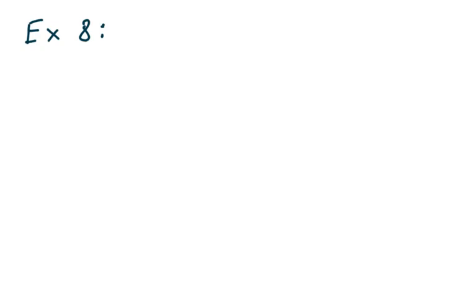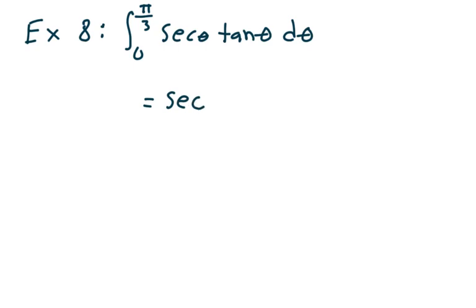So we'll do a couple more for this video. So in example 8, we can knock out this one real quick. The integral from 0 to pi over 3 of secant theta tangent theta d theta. I want to give you enough variety, okay? You want to think of the function whose derivative is secant theta tangent theta. That's secant theta. And that's going to go from 0 to pi over 3.